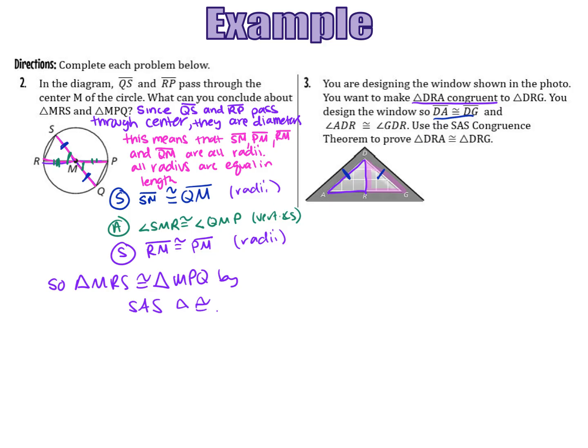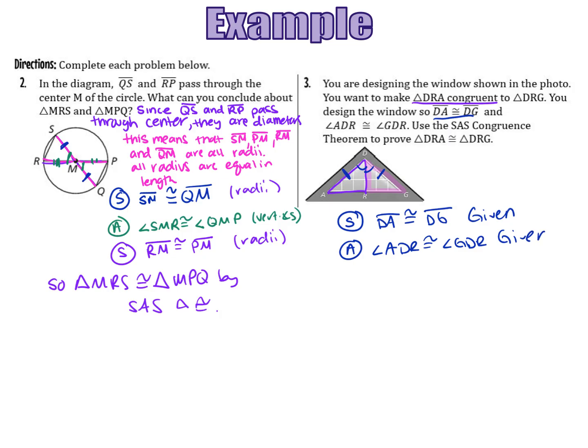And angle ADR is congruent to angle GDR. So those two angles are congruent. Use the side angle side congruence theorem to prove that the triangles are congruent. So we have a side that was given to us. So we can say DA is congruent to DG, and that was given. We have an angle, ADR is congruent to angle GDR.